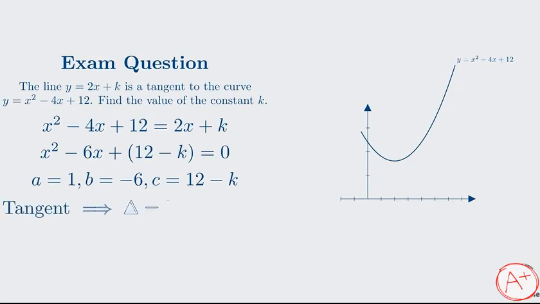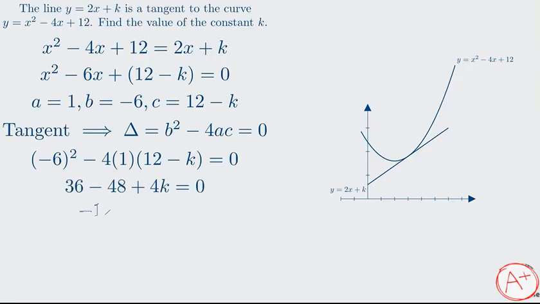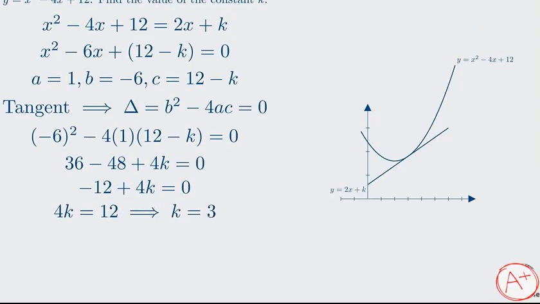The key word in the question is tangent. This tells us that there is exactly one point of intersection, meaning the discriminant must be equal to 0. Substituting our values into the discriminant formula, negative 6 squared minus 4 times 1 times 12 minus k equals 0. 36 minus 48 plus 4k equals 0, which simplifies to negative 12 plus 4k equals 0. Solving for k, we find 4k equals 12, so k equals 3.